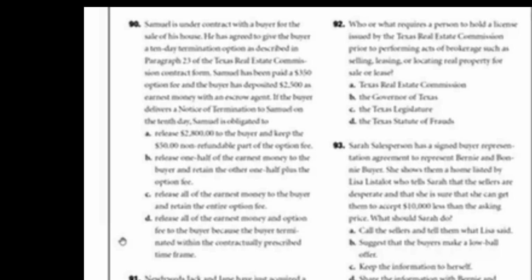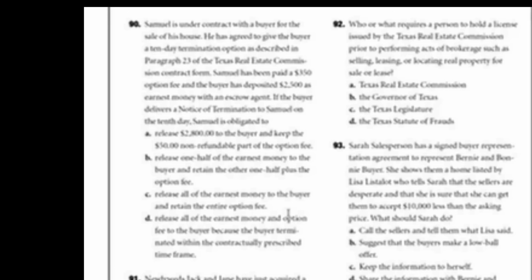So if the earnest money is not at risk, it wouldn't be B, right? Release 1/2 of the earnest money? No. And the option fee is a fee that they pay to have the right to have that period to investigate. Very good, Eric. Release all the earnest money to the buyer and retain the entire option fee.